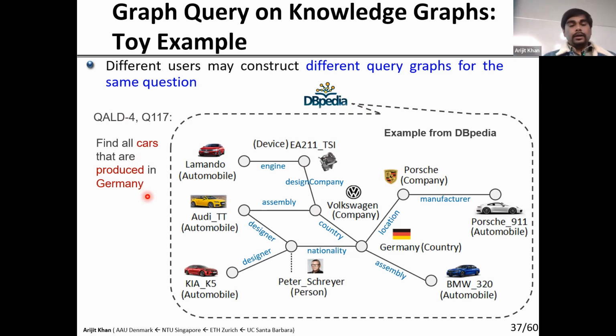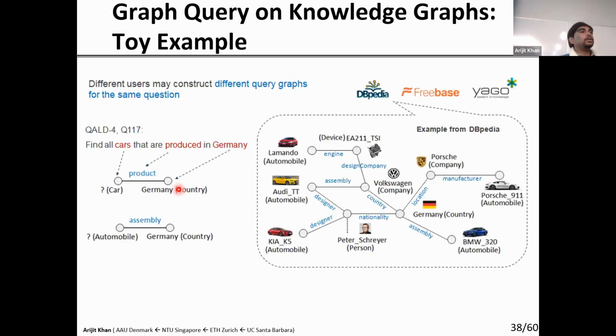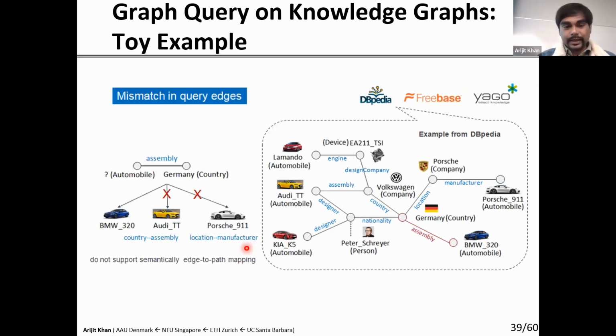One way to answer this query is to create a query graph like a car node, then a country node called Germany, and then a product edge. And we want to find the match of the query graph in the data graph. If you consider exact matches, then you find only one correct answer, which is, I believe, BMW 320, because BMW 320 is directly connected to country Germany based on the assembly edge.